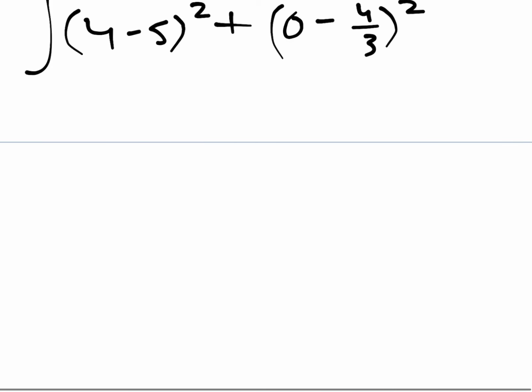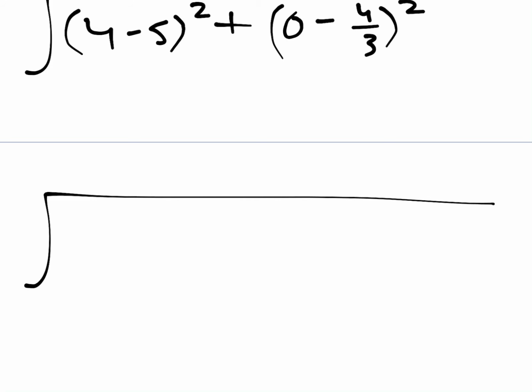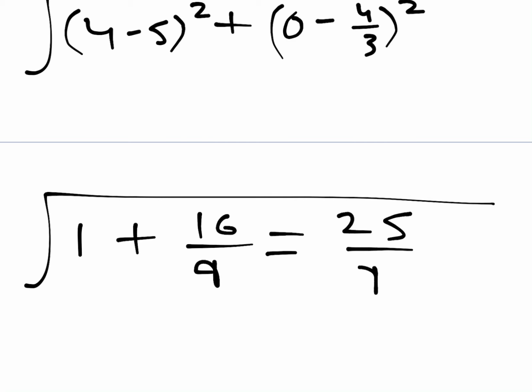And so if I go down below and simplify this, I get negative 1 squared, which is just 1, plus negative 4/3 squared, which is 16/9. And this is also equal to 25/9, because 1/1 is equal to 9/9. 9/9 plus 16/9 is, of course, equal to 25/9.